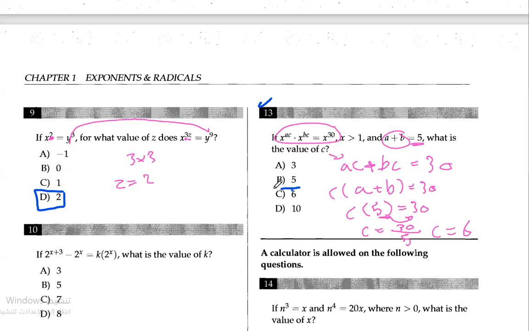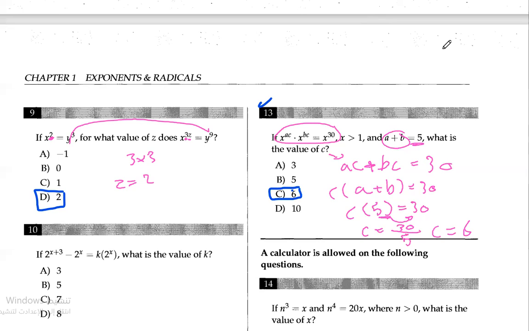Good job, Zainab, mashallah. Okay, go ahead now, number 10. If 2 to the power x plus 3 minus 2 to the power x equals k multiplied by 2 to the power x, what is the value of k?